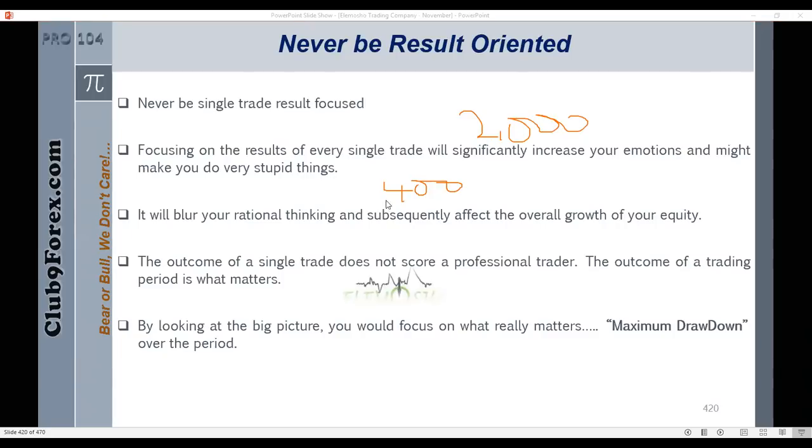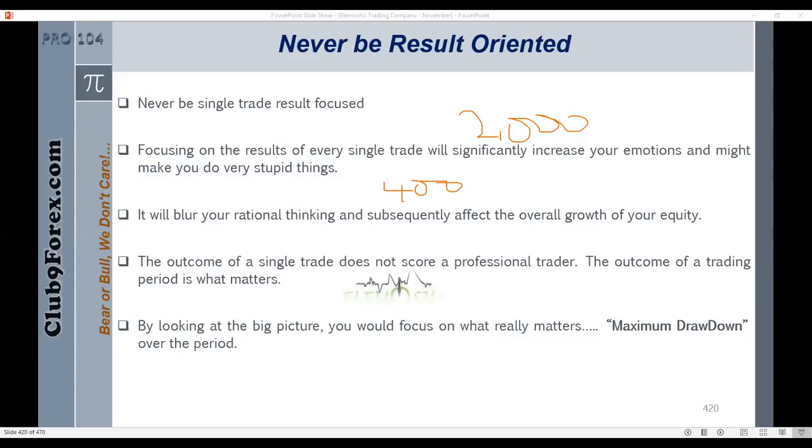So that means you have decided that your maximum drawdown is 20%. With that, if price has still not gotten to that 20%, then you're not supposed to fret. You're not supposed to start shaking. We are still going to be looking at how you will get to know when price has gotten to that 20%. But for now, what we want to focus on is that you're not supposed to be single-trade result oriented. It's even a very, very bad way of trading.